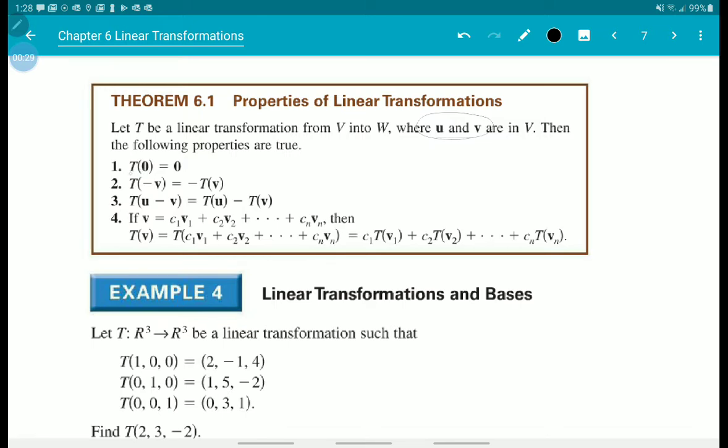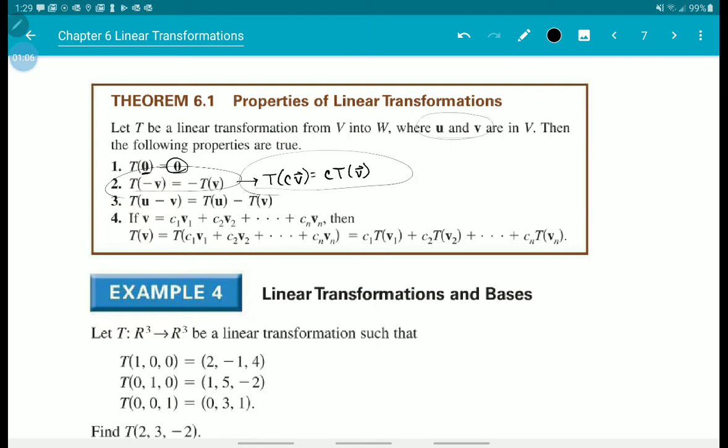If we apply a transformation to the vector 0, it's always going to map to the 0 vector. If we need to take the transformation of negative V, that's the same thing as the negative of the transformation of V. And this makes sense because we had talked about the transformation of CV being equal to C times the transformation of V. So in this case, our C is just -1. So this falls right out of that piece of proving a linear transformation.